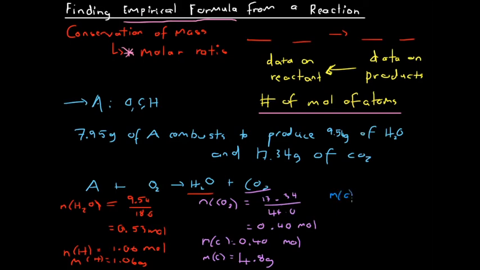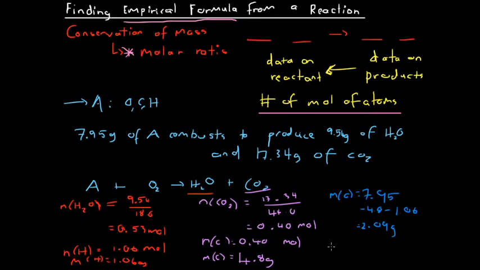So the number of grams of oxygen is going to equal 7.95 minus 4.8 minus 1.06. And that's going to give us 2.09 grams of oxygen. So from there we can figure out the number of mole of oxygen, and then we can work out a molar ratio between carbon, hydrogen, and oxygen.